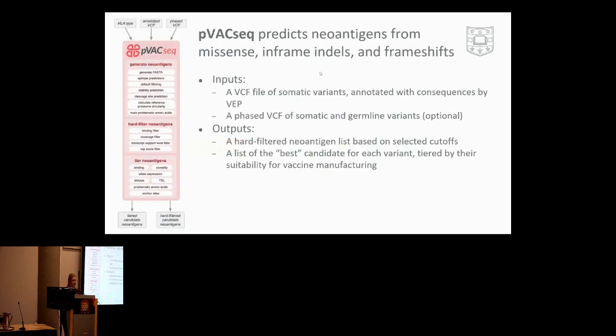First up is pVACseq, which is used for predicting new antigens from missense, in-frame indel, and frameshift variants. As inputs, it takes a VCF file of somatic variants, annotated with consequences by VEP, and optionally a phased VCF of somatic and germline variants for identification of proximal variants that will affect the mutated protein sequence.